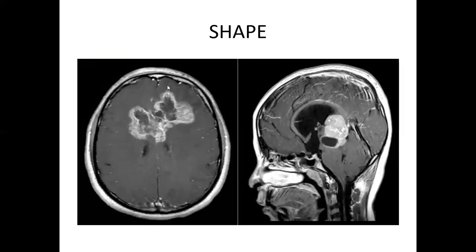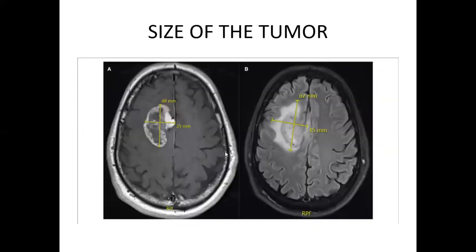Shape: again, irregular shaped here. A parenchymal lesion we can call a glioma or butterfly glioma, but globular lesions in the pituitary, pineal, and in the cerebellum like medulloblastomas are mostly circular or spherical lesions. So in this way we can define the lesions. Size of the tumor: for any lesion, we have to give the dimension. We have to measure with the MRI scale, width, length, and breadth. We have to measure all things.